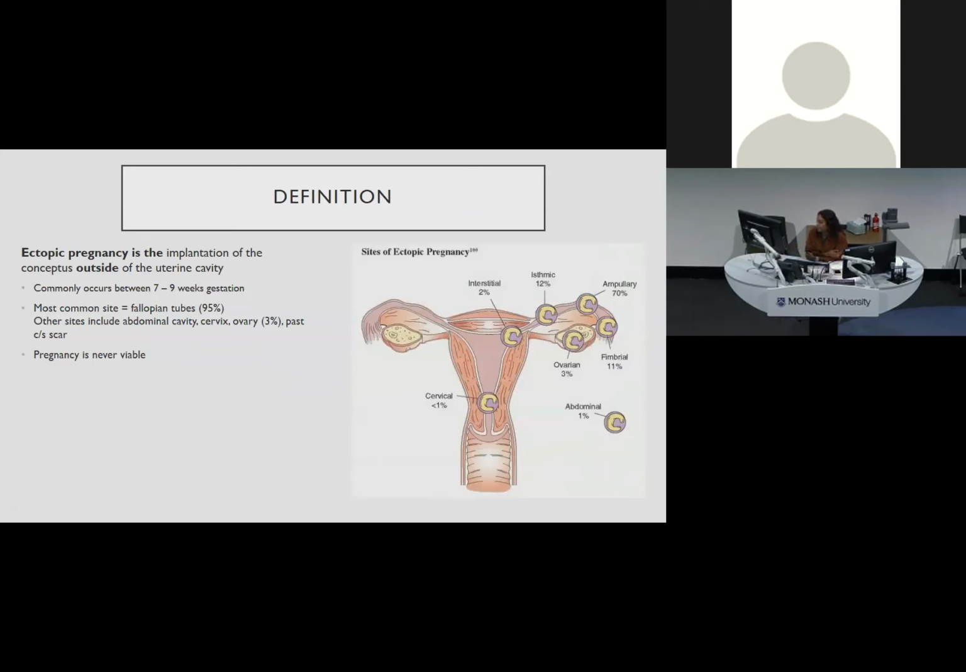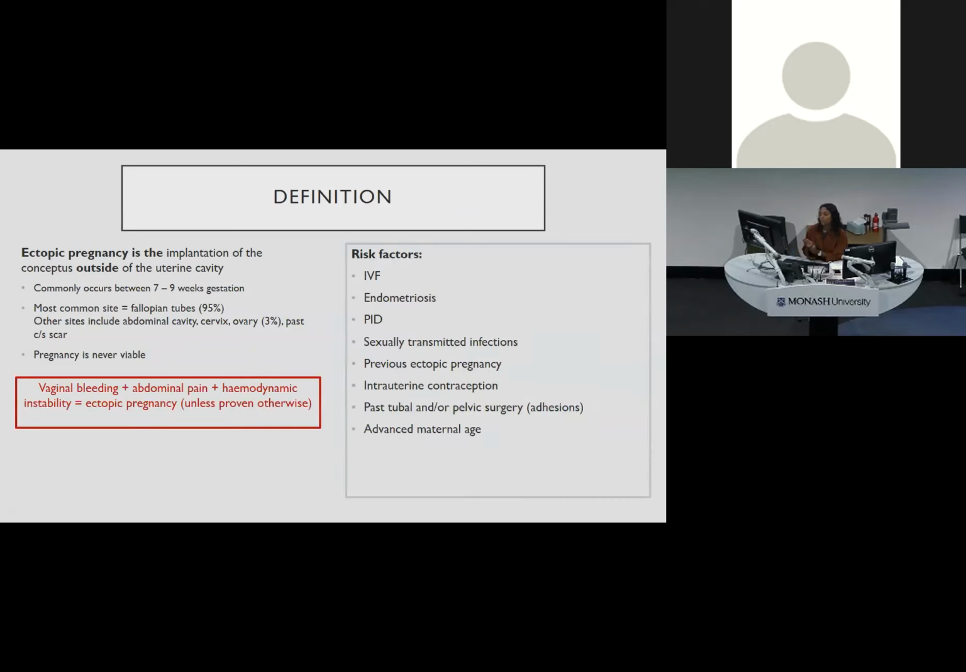It does happen, but it is quite rare for it to happen in the abdominal cavity, the cervix, or even the ovary. If someone's had a past cesarean section or some scar on their uterus itself, that's also another location where the ectopic can embed. And with ectopic pregnancies, it's never a viable pregnancy. In terms of a presentation where you've got a female of reproductive age and she's come in with PV bleeding, abdominal pain, and she's hemodynamically unstable, you need to treat it as an ectopic pregnancy until you've ruled that out.